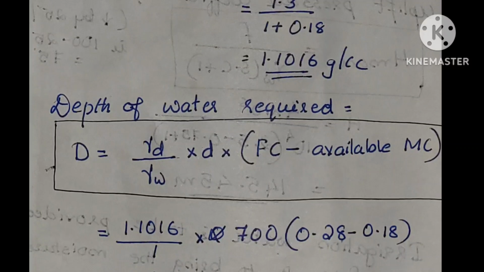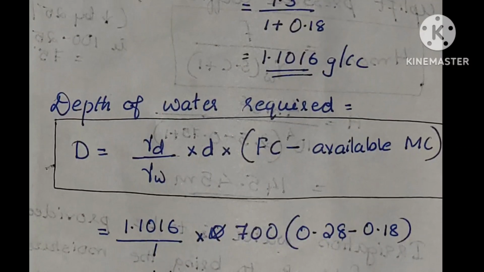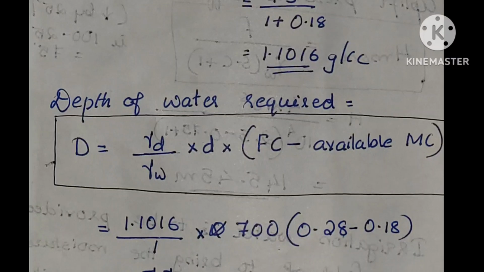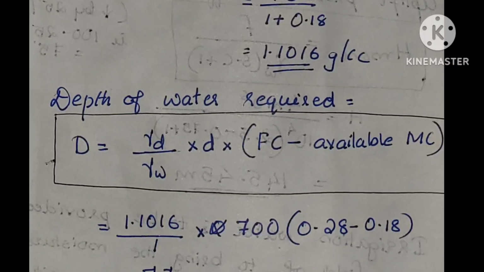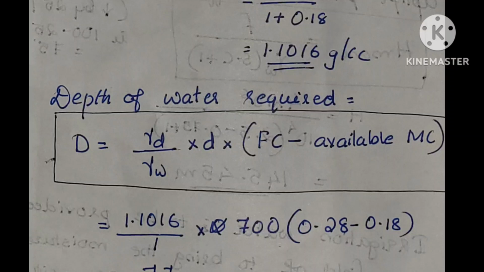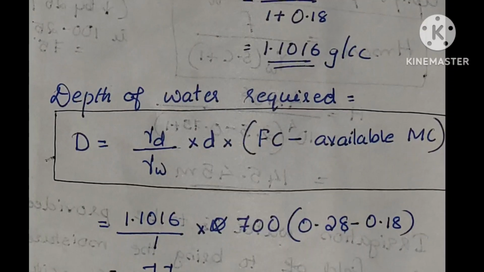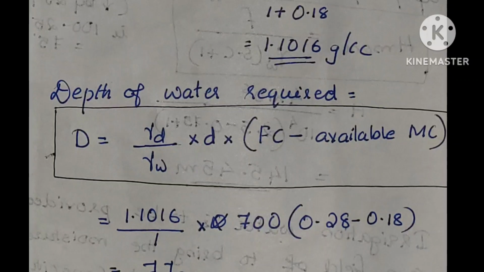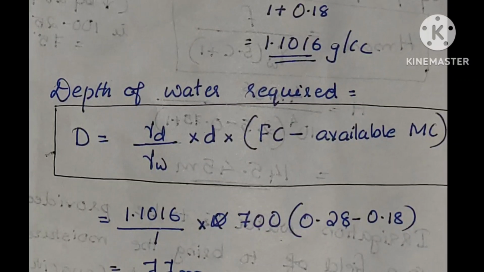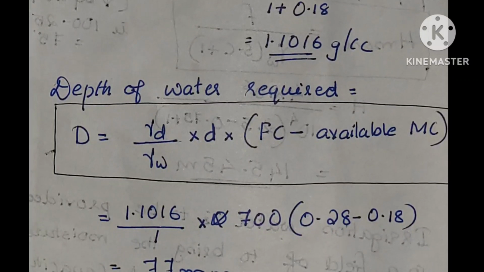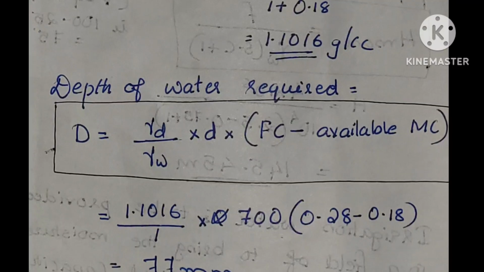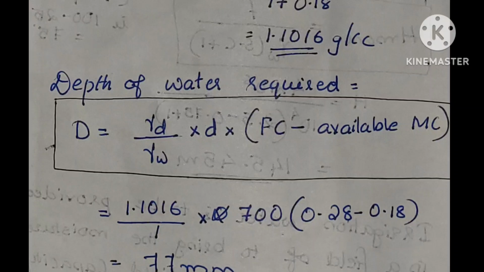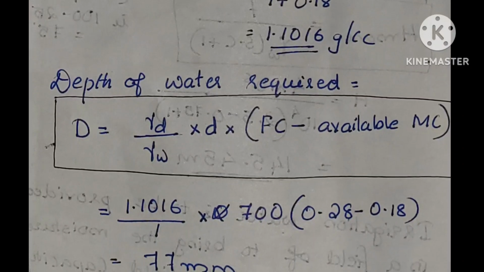We got the value of gamma D, then gamma W is taken as 1, then D is the depth of effective root zone depth, and FC is the field capacity, then available moisture content. So gamma D, that is 1.1016, and gamma W is taken as 1. Then effective root zone depth, that is 70 centimeters. So convert it into mm, then it becomes 700 mm.